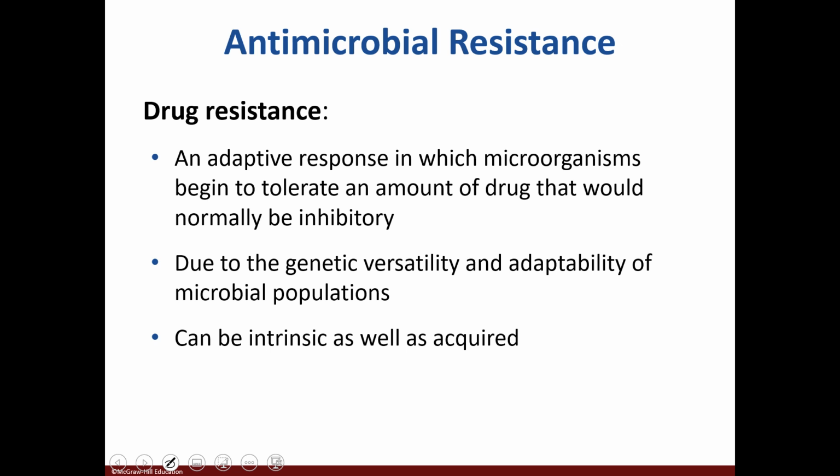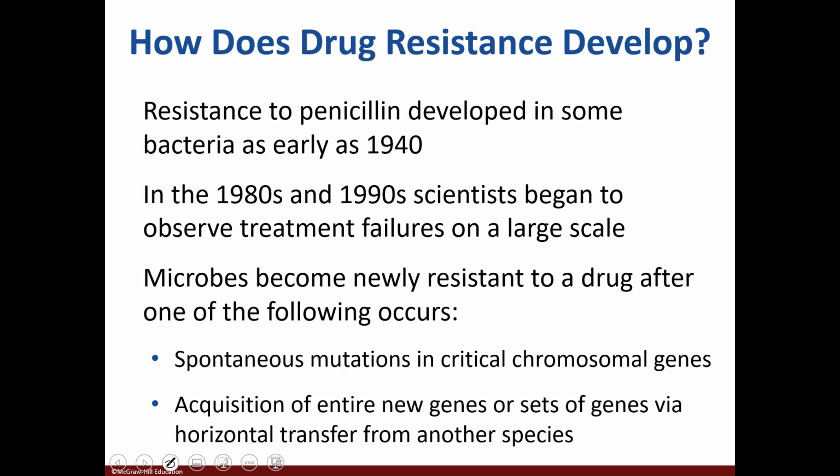Let's look at a big problem we are seeing now. A lot of microbes are acquiring drug resistance. This can be something that occurs intrinsically, like spontaneous mutations, or acquired through processes like transformation. Resistance has been seen since the development of the first antibiotic. It was in the 80s and 90s that researchers started to see a significant amount of resistance. The resistance may come from those spontaneous mutations or via horizontal gene transfer.